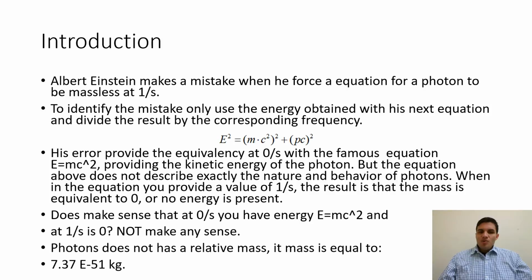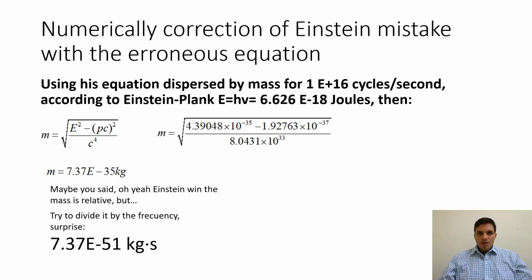Its mass is equal to 7.7 multiplied by 10 to the negative 51 kilograms exactly. Here I present a numerical correction of Einstein's mistake with the Reynolds equation. Using his equation solved for mass, for 1 multiplied by 10 to the 16 cycles per second, according to Einstein, Planck energy is equal to Planck constant multiplied by frequency, which is 6.626 multiplied by 10 to the negative 18 joules.